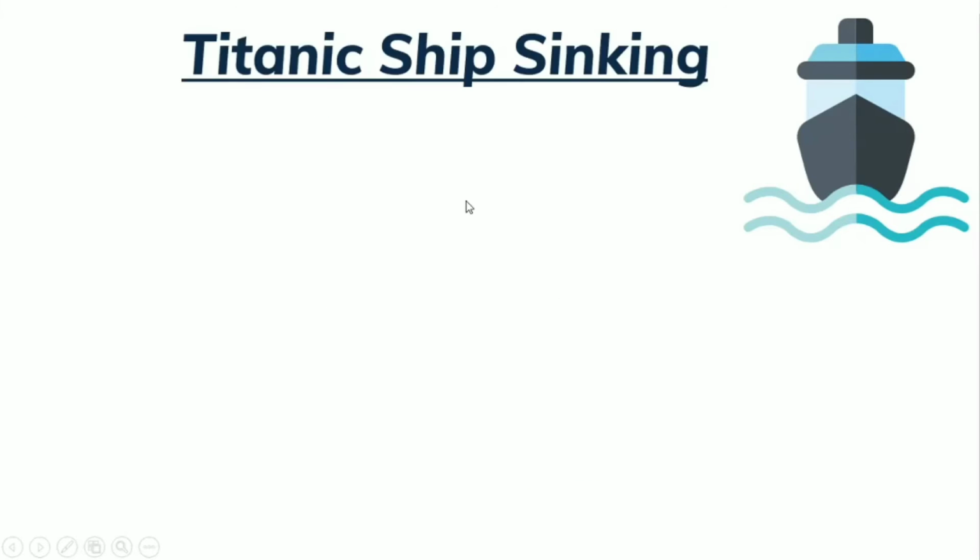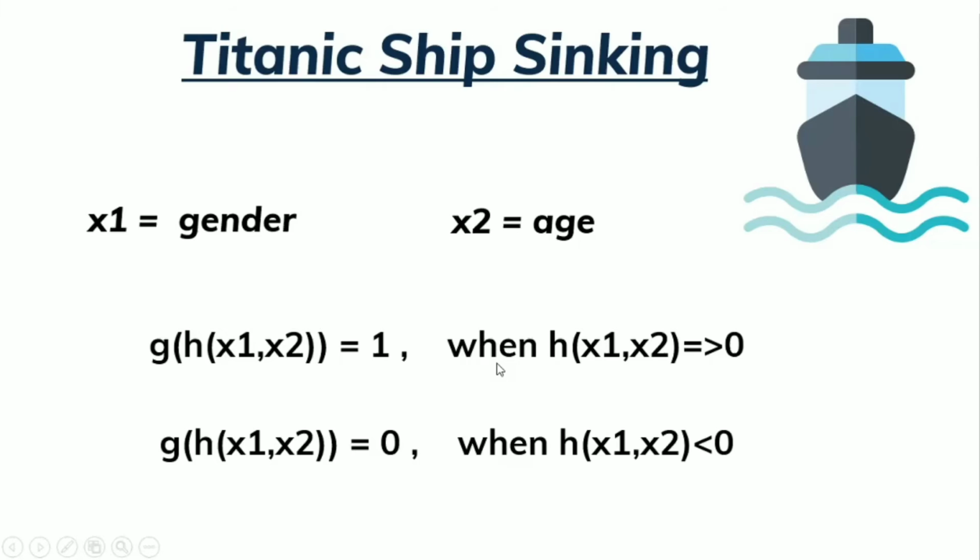So now let's move forward. We are going to take the example of the Titanic ship sinking again, which we discussed in the previous video. Now we are going to take two different input attributes to predict whether a person survived or did not survive the Titanic sinking. The two input attributes are x1 equal to gender and x2 equal to age. If the person survived the Titanic sinking, it will be represented by 1, and if the person did not survive, it will be represented by 0.